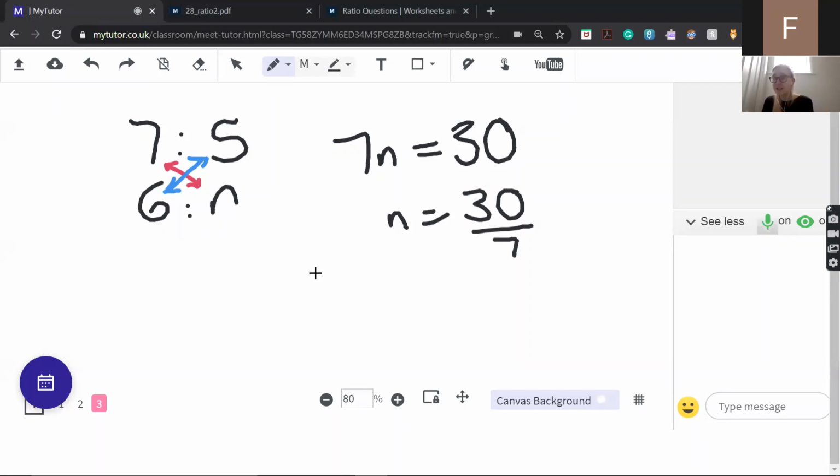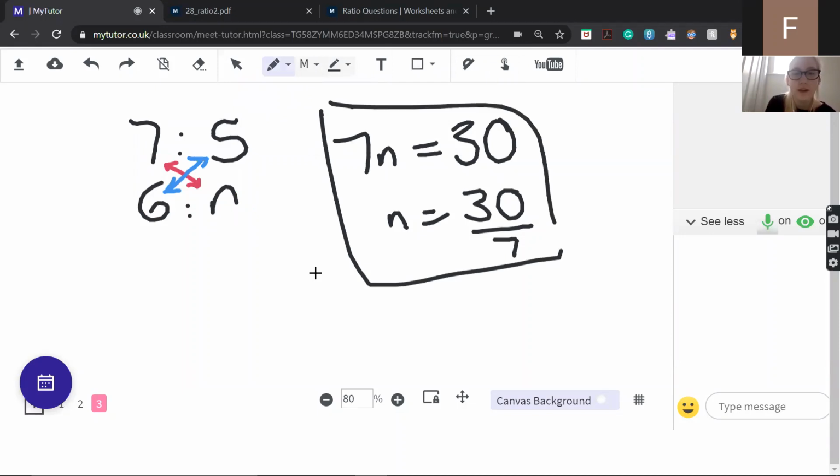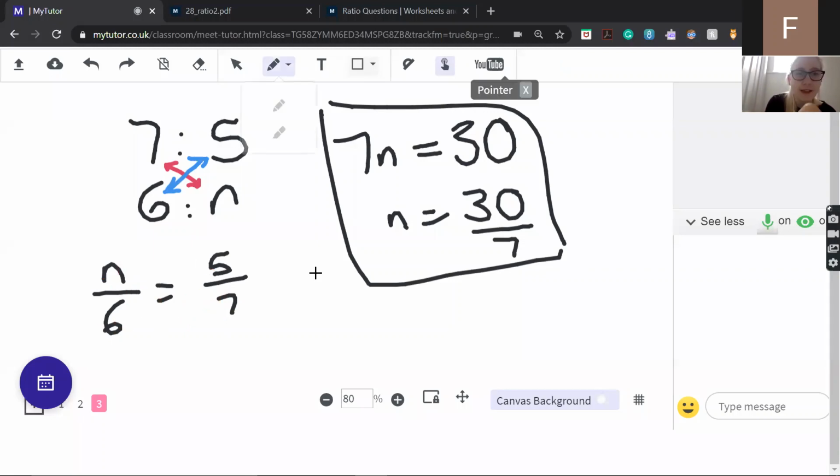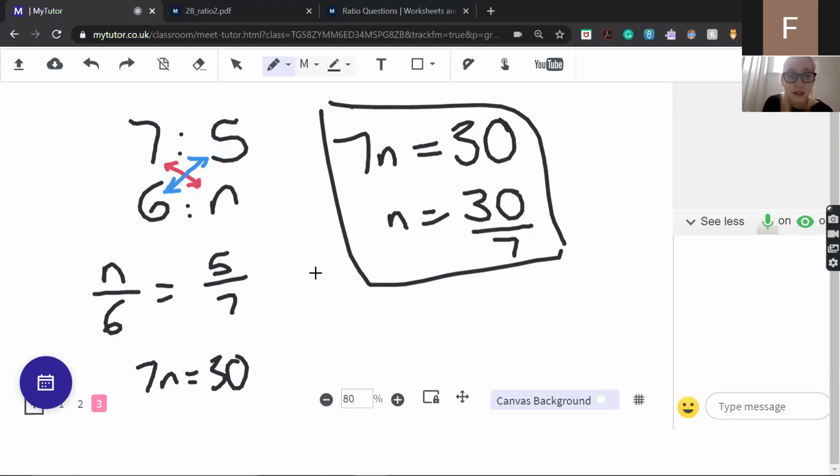And this is essentially our division method, because if we go across like this, I'll box this off. This is one method. Another method is saying n over 6 equals 5 over 7. And hopefully if you multiply this one up by 7 and this one up by 6, you're going to end up with the same thing, 7n equals 30. Or you can go straight from this to saying that n equals 30 over 7. I know that that's a load of different methods. My point is there are loads of ways of doing this. Do whichever one you understand the best.